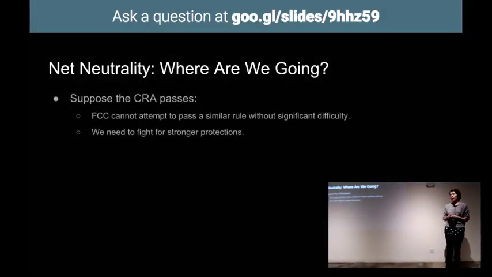Suppose the CRA passes. If we get that simple majority within the next, probably, 50 or so days by now, that's great for net neutrality. The FCC will not be able to attempt to pass a similar rule without significant difficulty. It's part of how the CRA laws are written. The opposition can't just continually spam the same rule. They have to make significant changes, and there are going to be several roadblocks. But if the CRA passes, that doesn't mean that we can settle down. We still need to remain vigilant and fight for what we believe in.